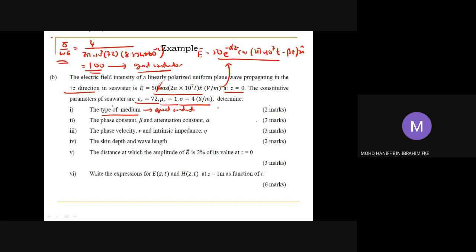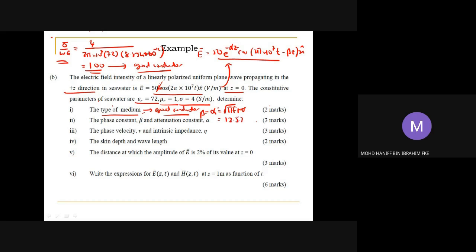When we have classified the medium to be a good conductor, the alpha and beta shall be based on the formulations of alpha and beta for the case of a good conductor. For instance, alpha equals the square root of pi f mu sigma, and this also equals beta, because the values for alpha and beta are the same for a good conductor. If we calculate this, we have pi multiplied by the frequency, 10 to the power of 7, multiplied by mu, which is 4 pi times 10 to the power of negative 7, multiplied by sigma, which equals 4. The answer will be 12.57.